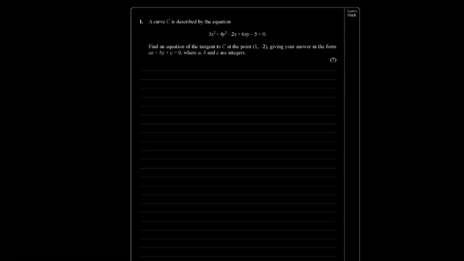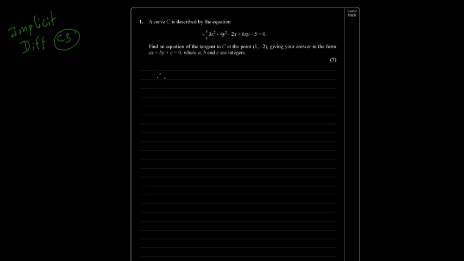This is an implicit differentiation sum. So this is implicit differentiation. This comes from C3, and for doing this sum we need the concept of C3. So find the equation of the tangent to the curve C, and this is the equation of the curve, and we have a point where we have to find the equation of a tangent. So let's start. We need to differentiate this.